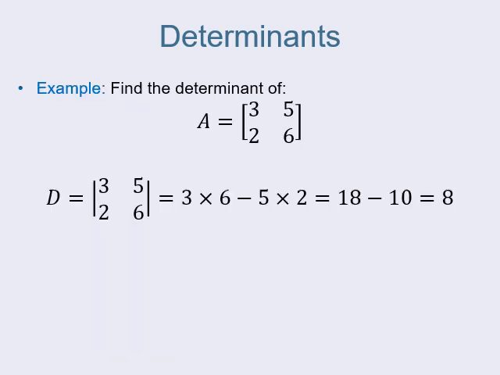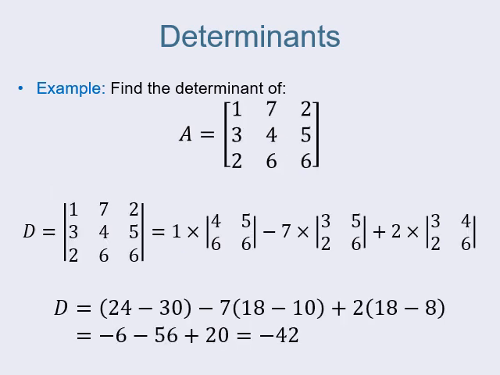So let us find the determinant of this matrix. It will be the primary diagonal, 3 times 6, minus the other diagonal, which is 5 times 2. Always we start with plus, then the next will be negative. So it's 18 minus 10. So the answer is 8. The determinant of this matrix is 8.